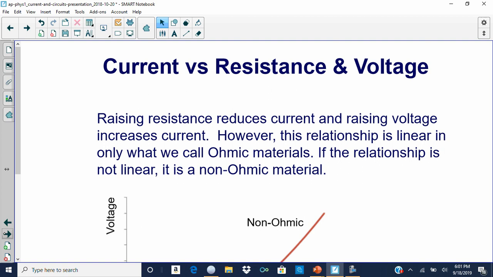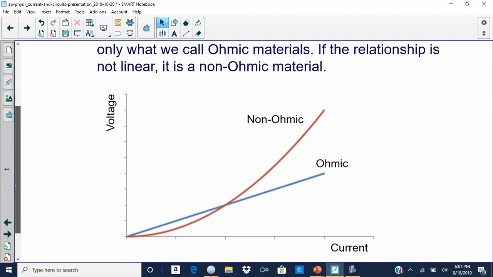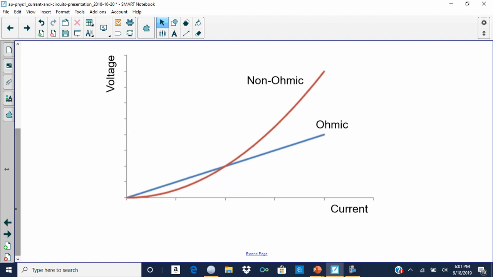Raising resistance reduces current, and raising voltage increases current. However, this relationship is linear in only what we can call ohmic materials. If the relationship is nonlinear, we call that a non-ohmic material. So notice here in the graph, an ohmic material will have a linear relationship between voltage and current, whereas a non-ohmic substance will not have a linear relationship.